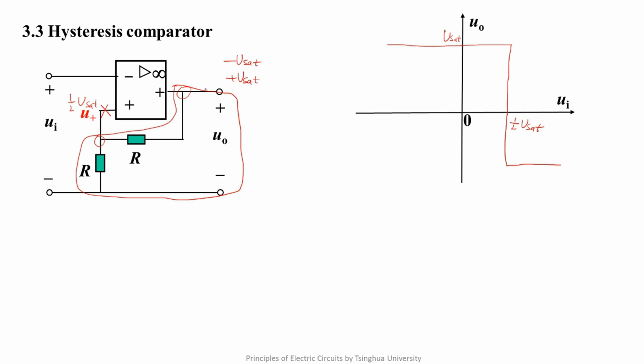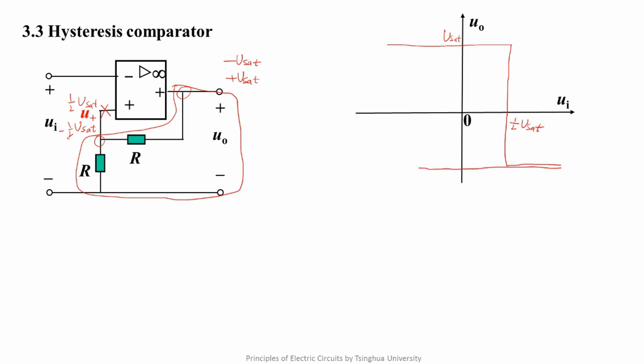When the output is negative U-set, this part is still a voltage division circuit. U positive is half of minus U-set. If the input is greater than minus half of U-set, the inverting input is greater than the non-inverting input, and the output keeps negative U-set. This is a characteristic curve.